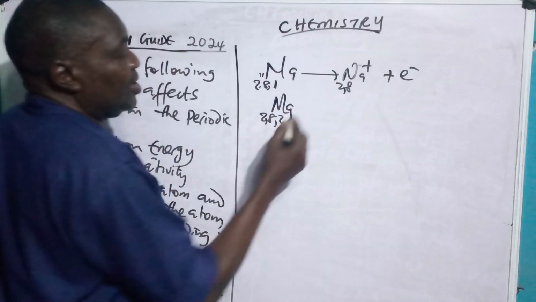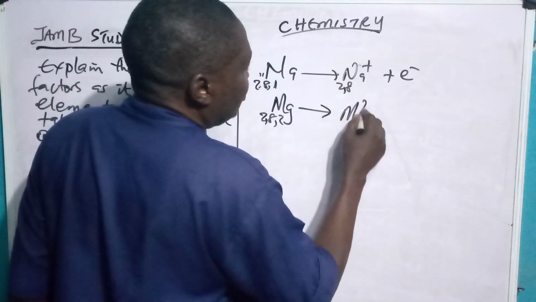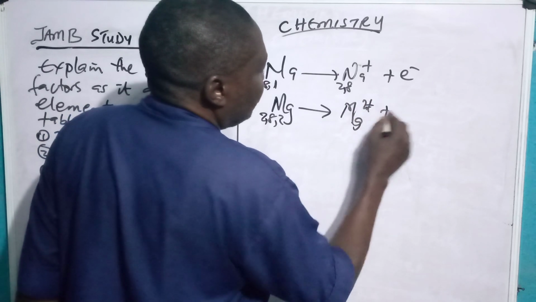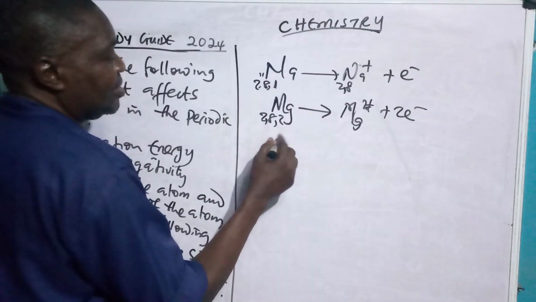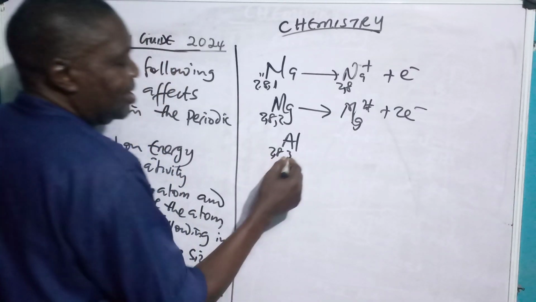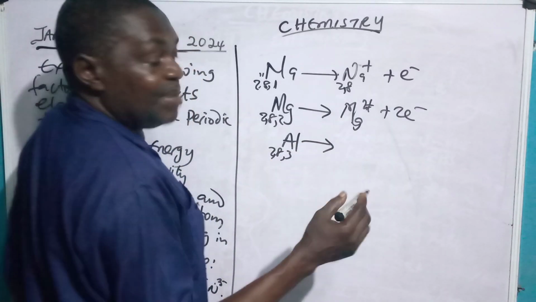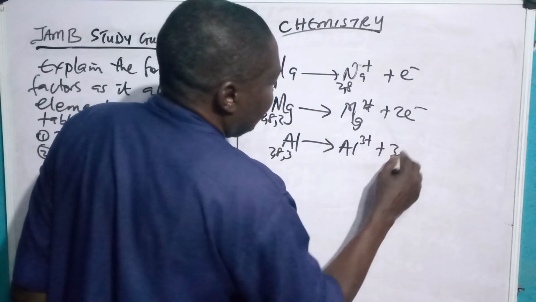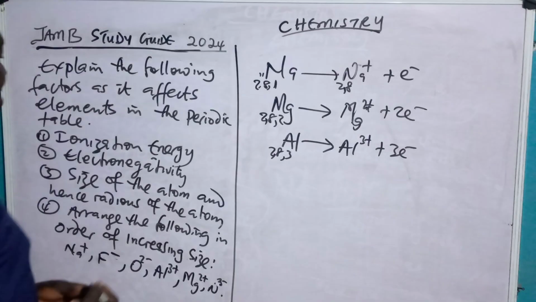Mg 2, 8, 2 is number 12. When this one releases electrons, you have Mg2+ plus 2 electrons. Use capital letters please. The same thing affects group 3, Al 2, 8, 3. It can release these 3 electrons to any other element that needs them. You have Al3+ plus 3 electrons. So this is ionization energy.